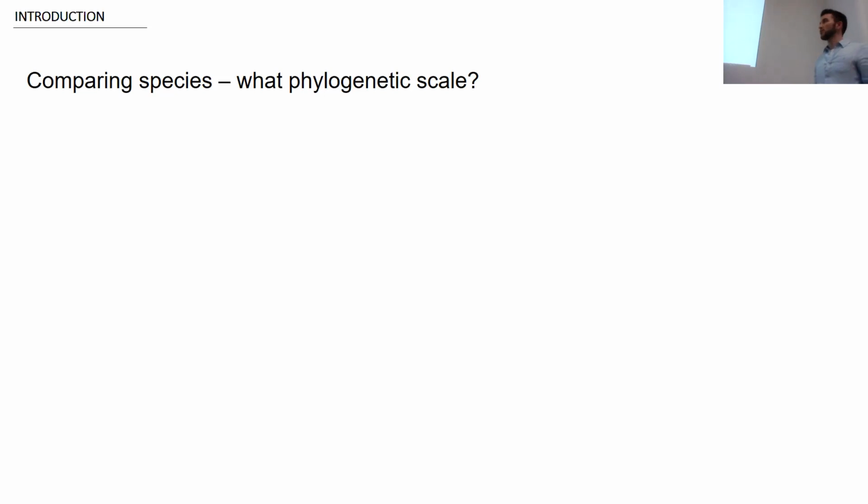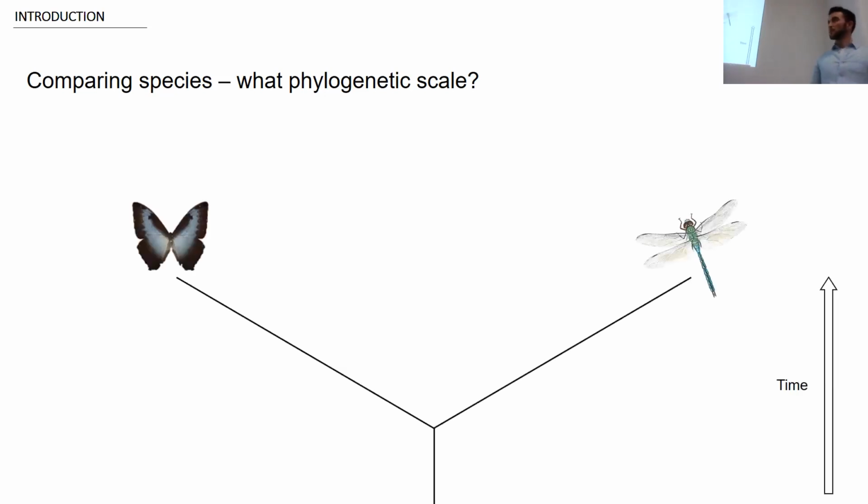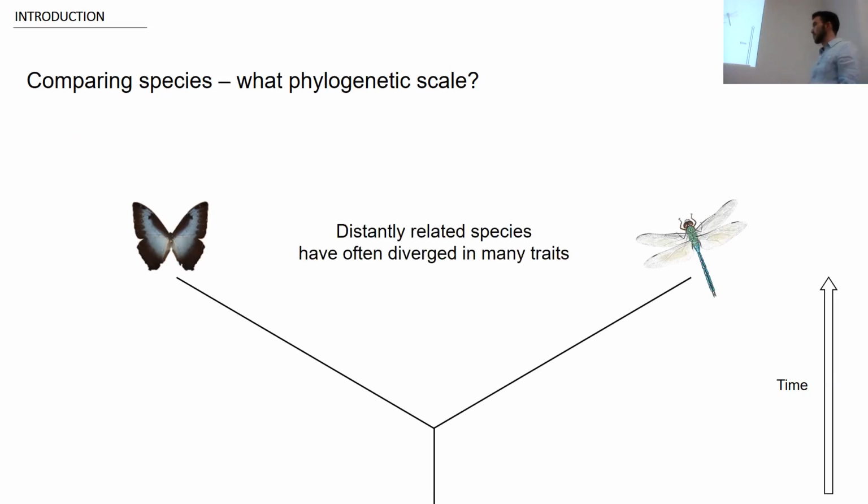If you take phylogenetically distant species, for example, they are most often strikingly different. For example, a butterfly and a dragonfly show highly divergent flight behavior and morphology. One is a slow, peaceful flyer, and the other is a strong, predatory flyer. So they have diverged in many traits over very long evolutionary time. And this makes it very challenging to identify the evolutionary processes underlying their divergence.